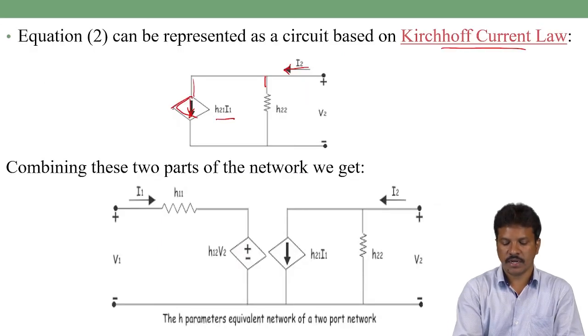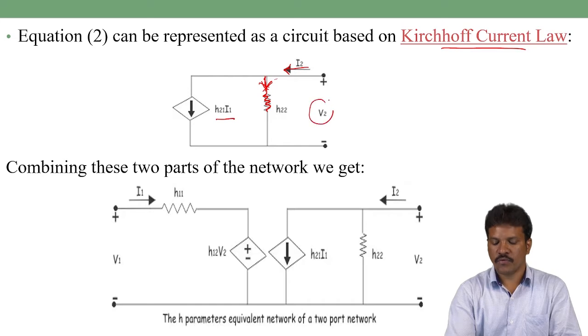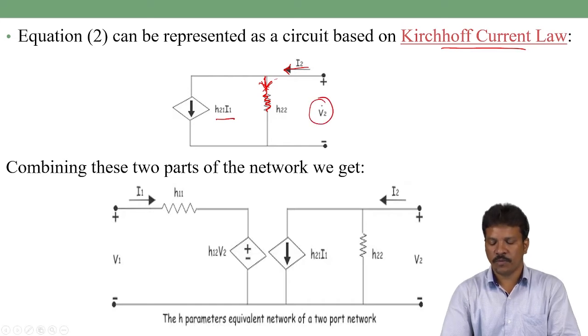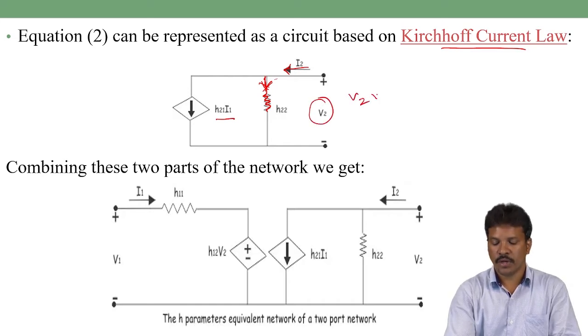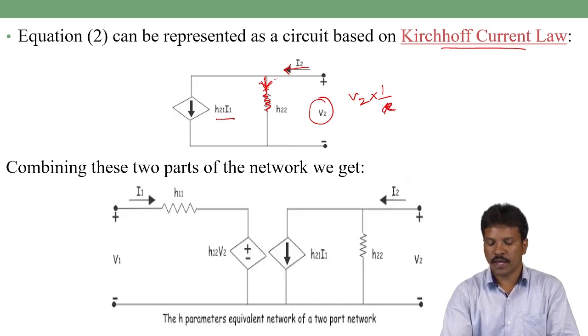It is a current source, represented with an arrow, in parallel with the resistor. Whenever current flows through this impedance, this admittance, we have an output port V2. So V2 into 1 by this output admittance, like 1 by R, V2 by R, is nothing but the current.